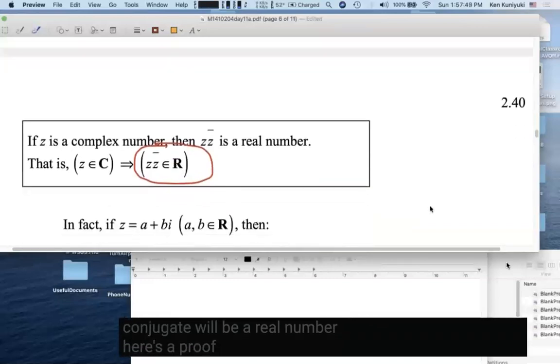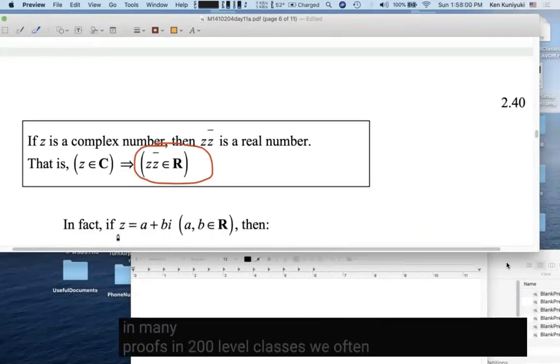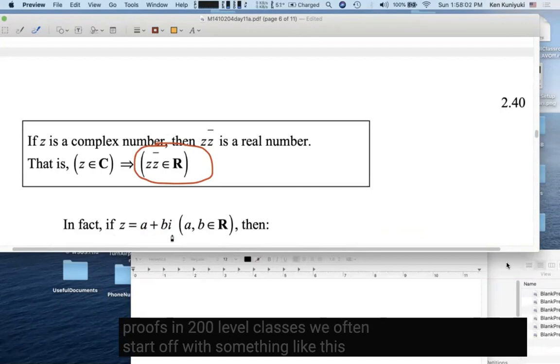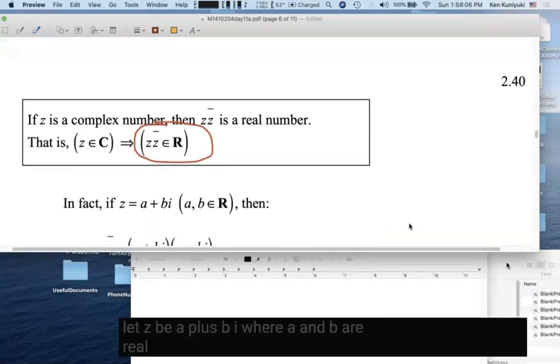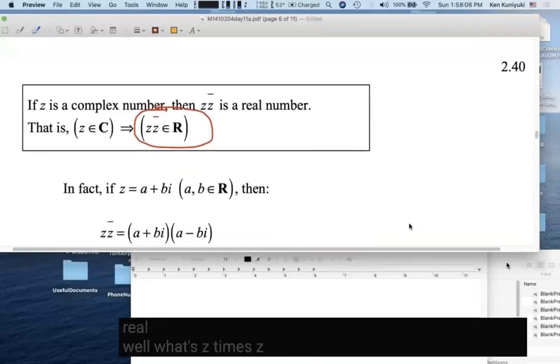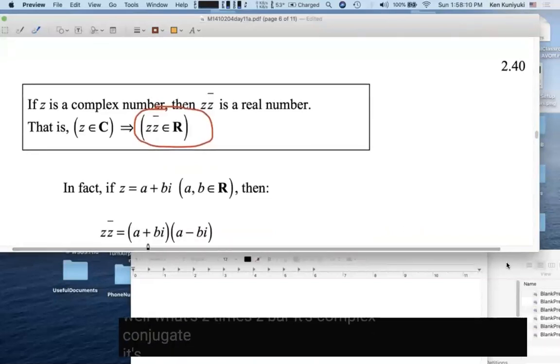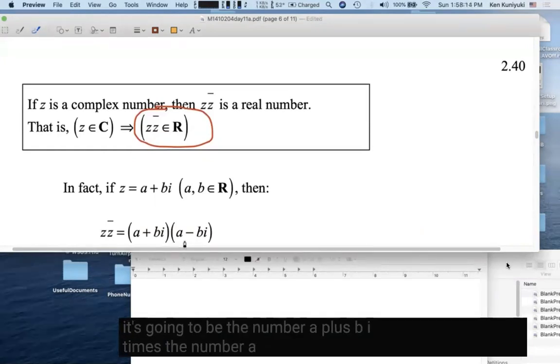Here's a proof. Let z be of the form a plus bi, where a and b are real. That's standard form. And by the way, in many proofs in 200 level classes, we often start off with something like this: let z be a plus bi, where a and b are real. Well, what's z times z-bar? Its complex conjugate. It's going to be the number a plus bi times the number a minus bi. We're multiplying two complex numbers.